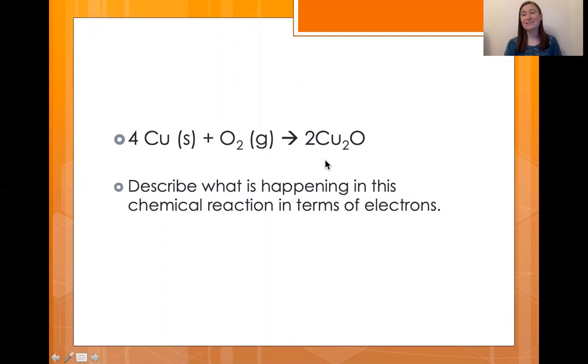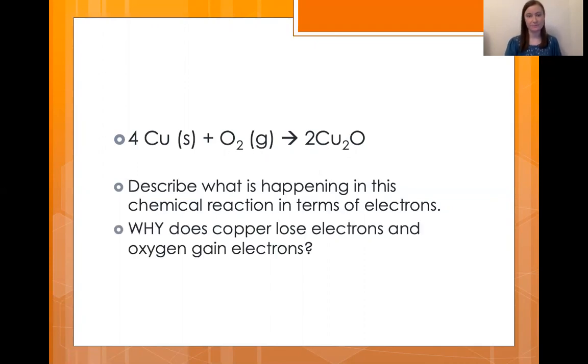The copper is a transition metal, and so it can have a charge of +1 or +2, but based on this formula, if we have 2 coppers and 1 oxygen, in order for the overall compound to be neutral, we know that the coppers in this particular compound have to have a +1 charge to balance out the -2 from the oxygen. So that means that copper is losing electrons. Each copper atom is losing 1 electron, and each oxygen atom is gaining 2 electrons in this reaction.